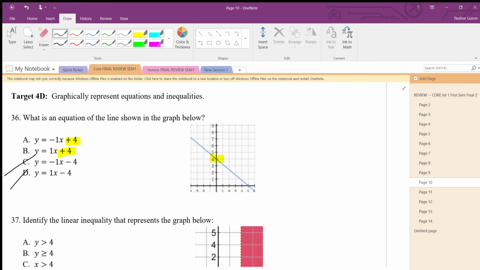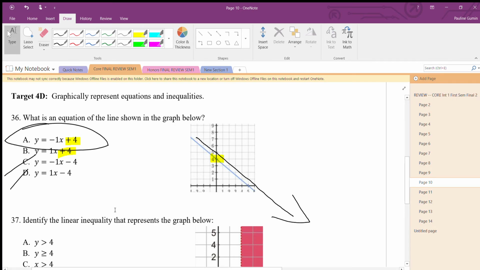The difference between A and B is the -1 and the +1, so the slopes are different. So I'm taking a look at my line. Is it going downhill or is it going uphill? Well, the best way to do it is you quite literally put your finger on the line and trace it. It looks like I'm going downhill. Letter A is our answer.